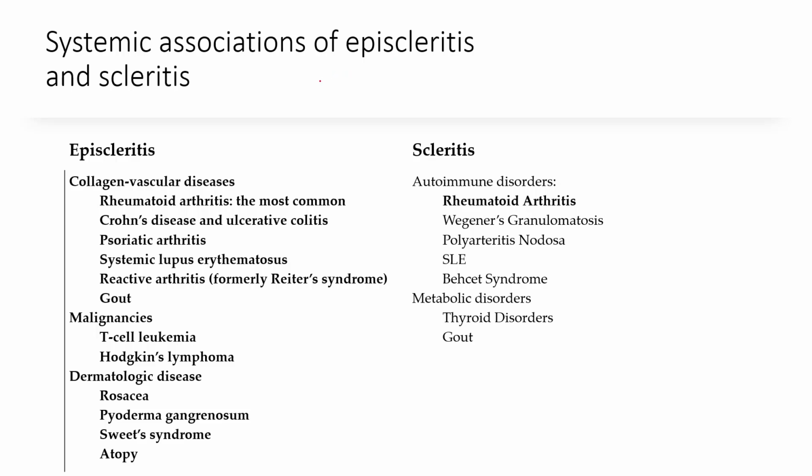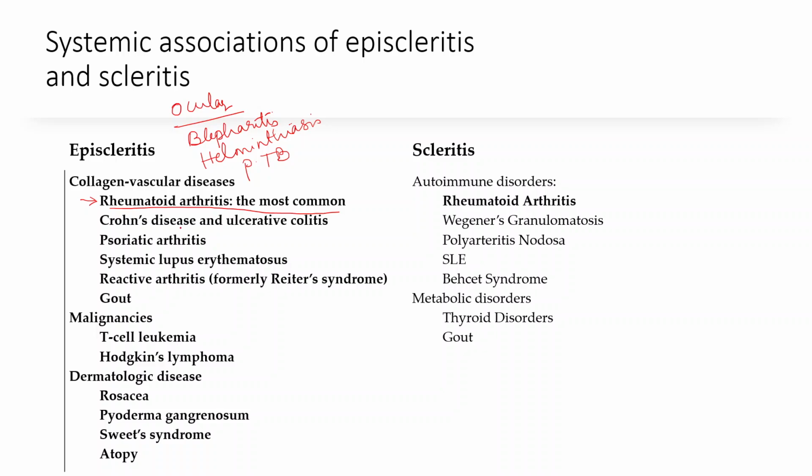So what are the systemic associations? In episcleritis we have a lot of systemic associations, but remember most of the time it can be idiopathic, and you have some ocular associations as well. Many a time it can be associated with severe blepharitis. It can also be seen in association with helminthiasis and with pulmonary tuberculosis. So these are the conditions that are more commonly seen. Then rheumatoid arthritis is the most common systemic collagen vascular disease that is associated with episcleritis.